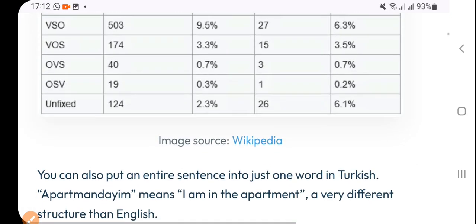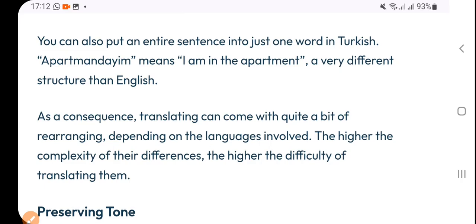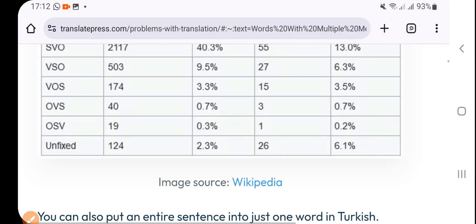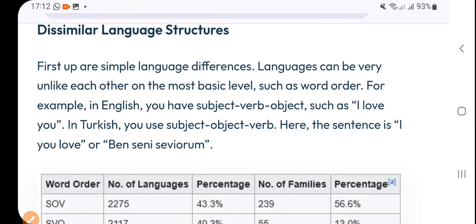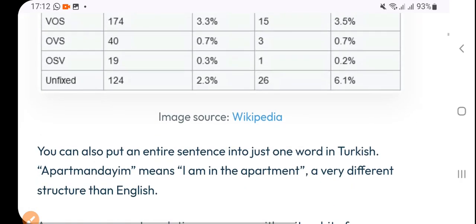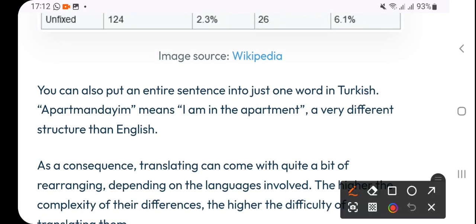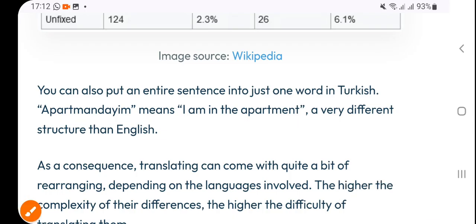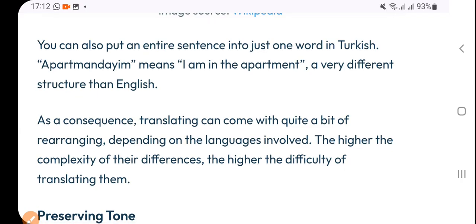Now, the first problem we have seen is the word order, right? That's one example. So dissimilar language structure, word order is different. And number two is that sometimes there is a Turkish word, one word, and the translation of this one word in English is five words: I am in the apartment. But in Turkish, one word is enough for I'm in the apartment. So that is another problem in translation that creates a very big issue, right?